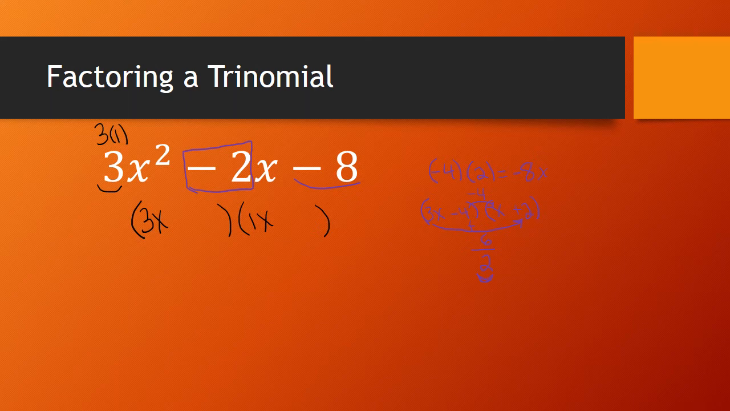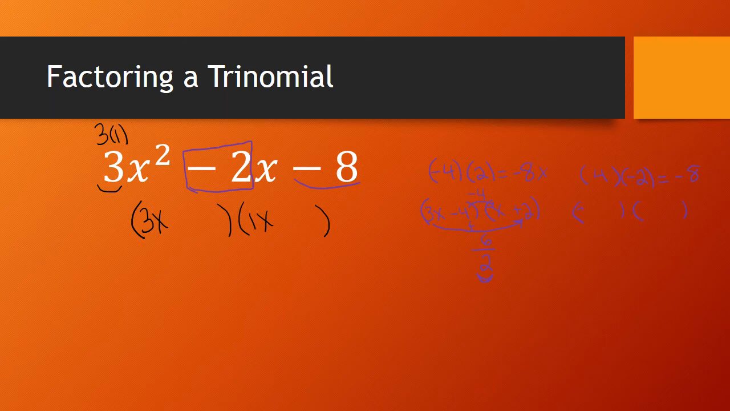So this time, maybe I can change the signs of the numbers and find out if they work. Instead of negative 4, I'm going to use 4, and instead of 2, I'm going to use negative 2, because 4 times negative 2 is negative 8. Now I need to do my check.